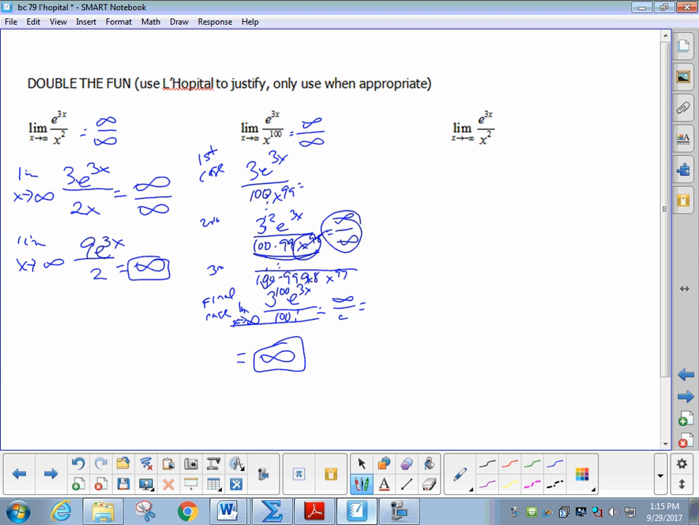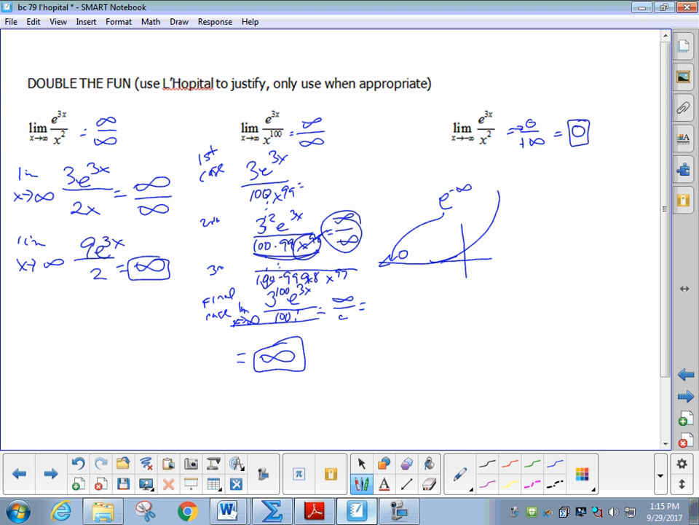Your answer is 0. Wait, what? What is e to the negative infinity? 0. And what's negative infinity squared? Positive infinity. So what's tiny, approaching zero, positives divided by huge positives? It is 0. That is not indeterminate. You should not be taking derivatives.